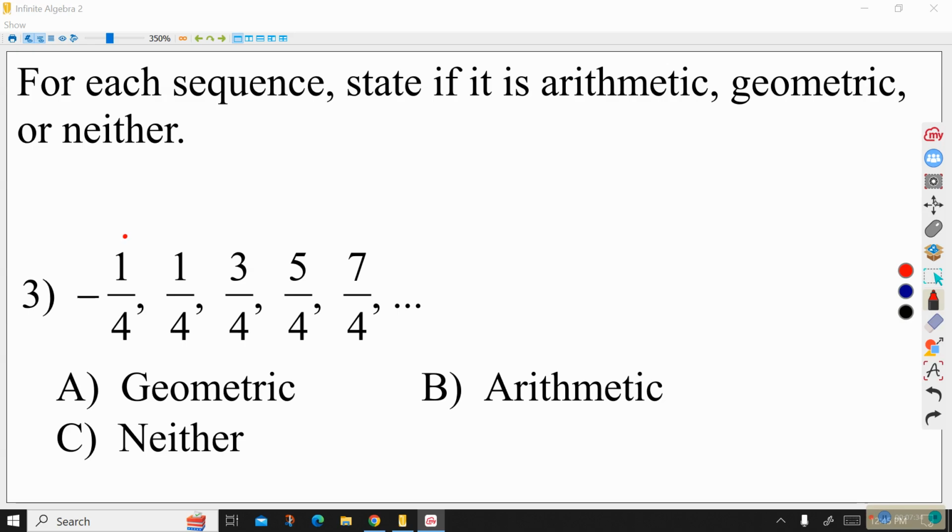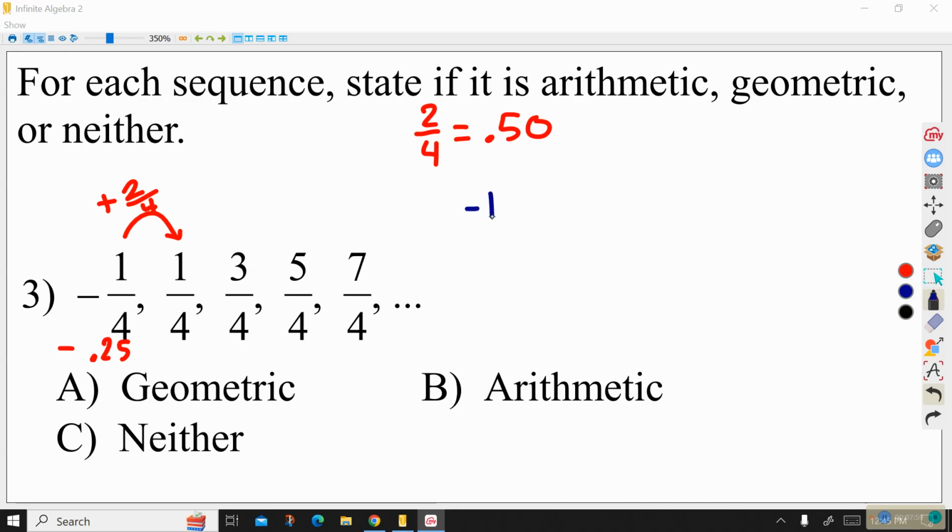Understand that negative 1/4 is equal to negative 0.25. And what you should understand is that what I'm adding every time is 2/4. We're adding 2/4 every time. If I add 2/4, what is 2/4 in decimal? Think about it. 2/4 is equal to 50 cents. So what would that mean?